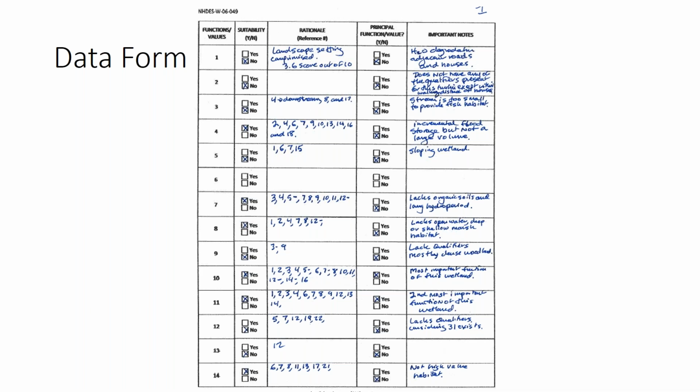You can see those boxes that say suitability. In other words, is the function present? But then also, is it a principal function? That decision about a principal function is a subjective assessment based on the wetland scientist's experience and comparison of that wetland with all the other wetlands they've evaluated, or with all the wetlands that might be in that town. So that's where you need some explanation, as you can see. Next slide.